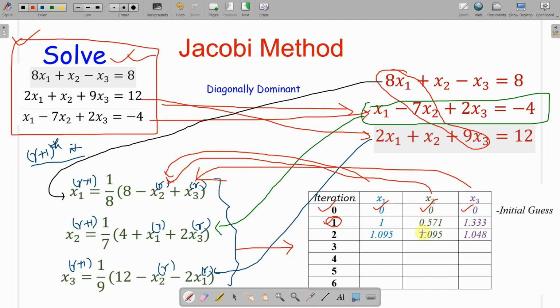the result of x1 equals 1. Now if you put that value in the second equation, you will get the value of x2 at the first iteration. At the first iteration you will get the x3 value from the third equation. So you got the result after the first iteration. After the second iteration you will have this result by putting in these values.